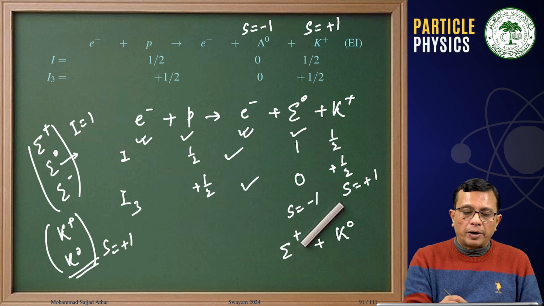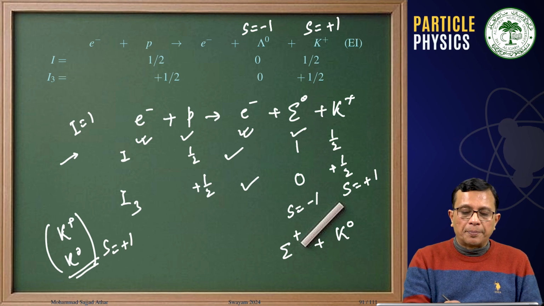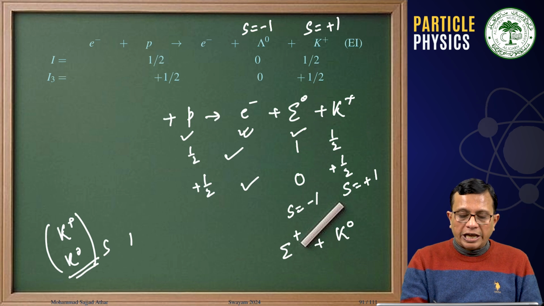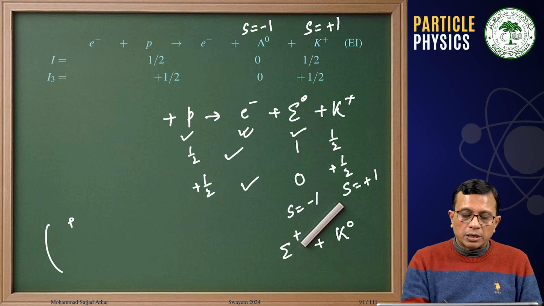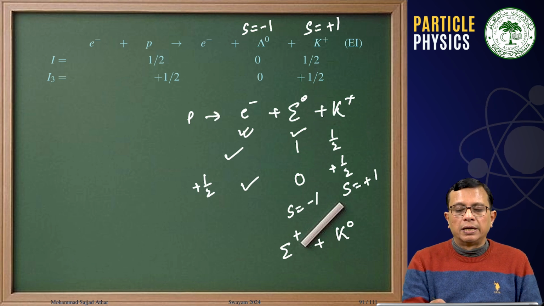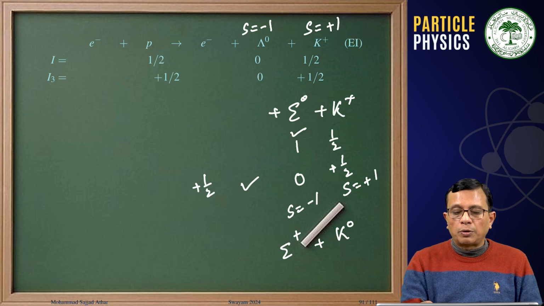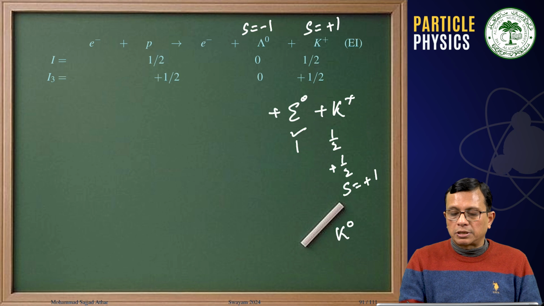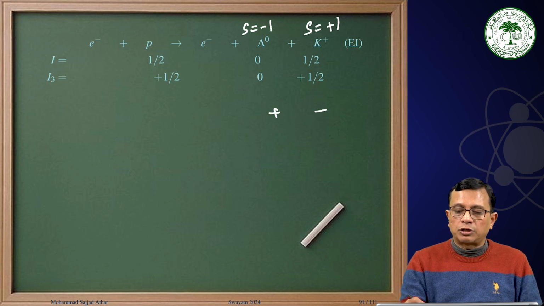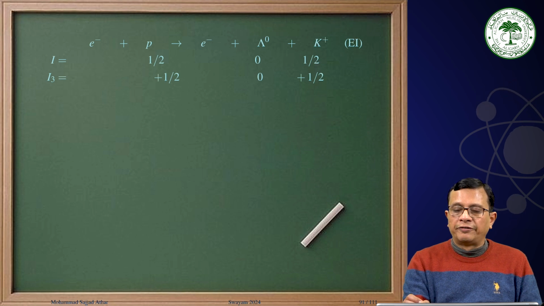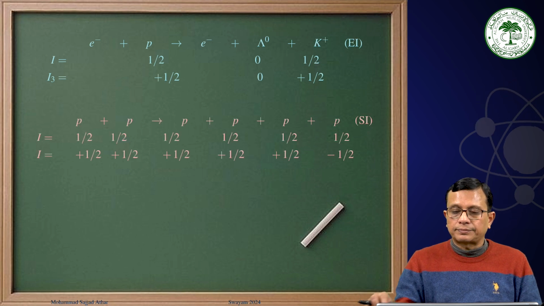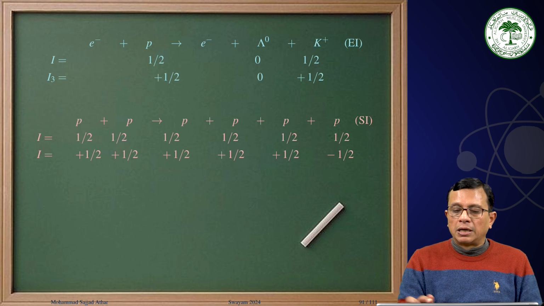Therefore, the important point is, while classifying them, you will also be able to understand that if leptons are there and you are conserving both I and I3, then that will be an electromagnetic interaction process rather than a strong interaction process. Or if a photon is there, then that will be an electromagnetic interaction process, because the photon is the quanta of electromagnetic interaction. Similarly, I have given another example.